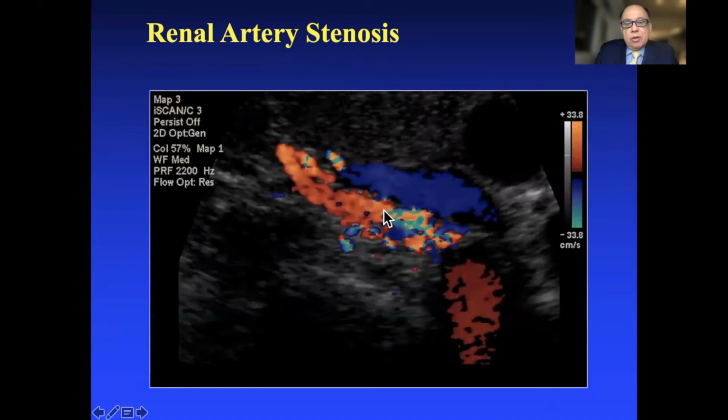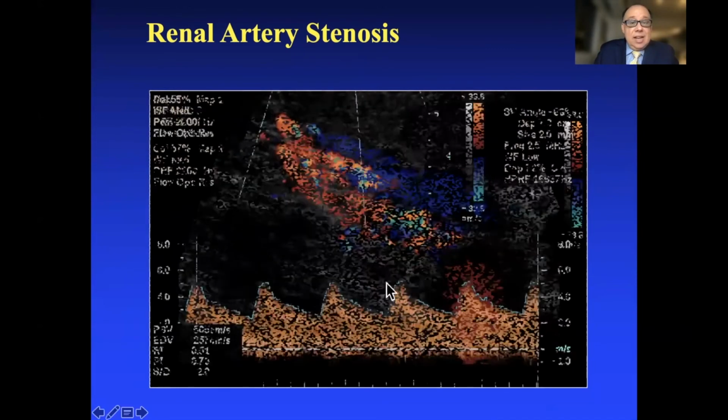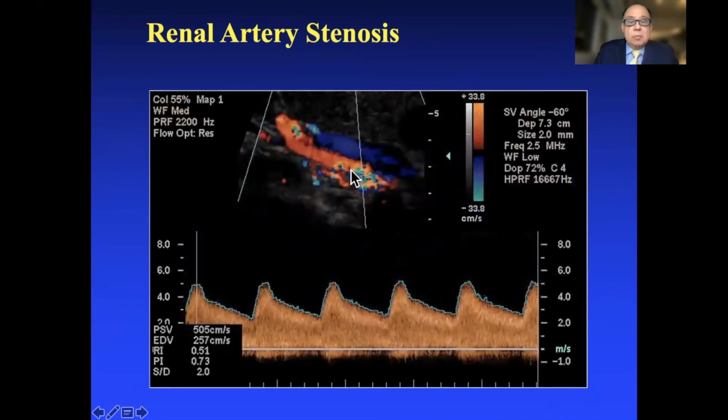Here we can observe the aliasing, and here with the spectral analysis, we are observing a totally filled spectral window with more than 500 centimeters per second, according with a significant stenosis. We call it significant when the stenosis is over 60%. And in these cases, the velocity is over 200 centimeters per second.